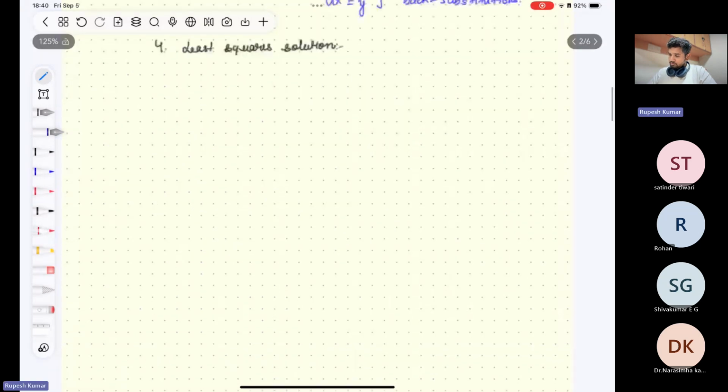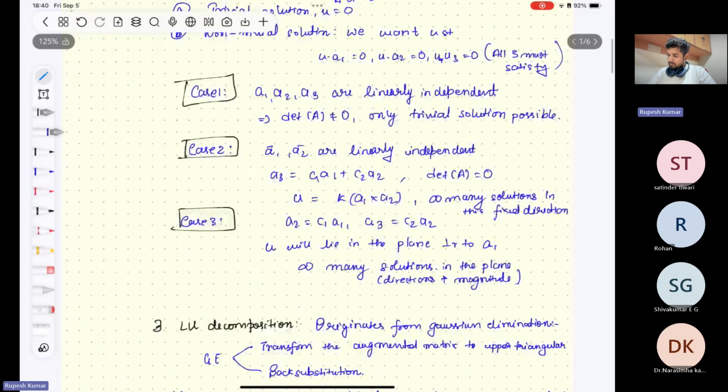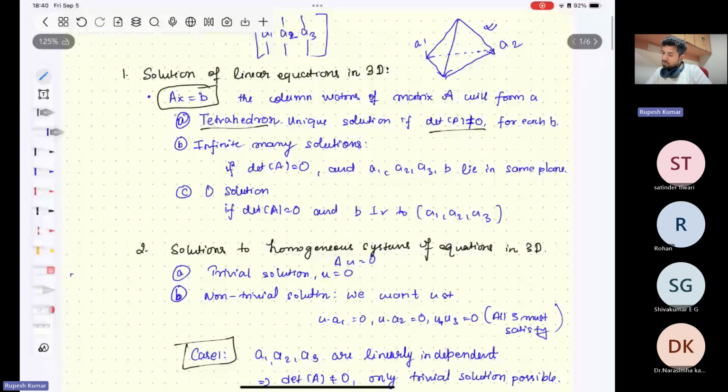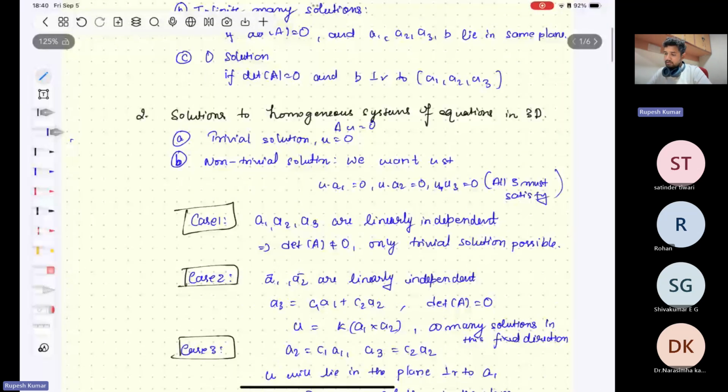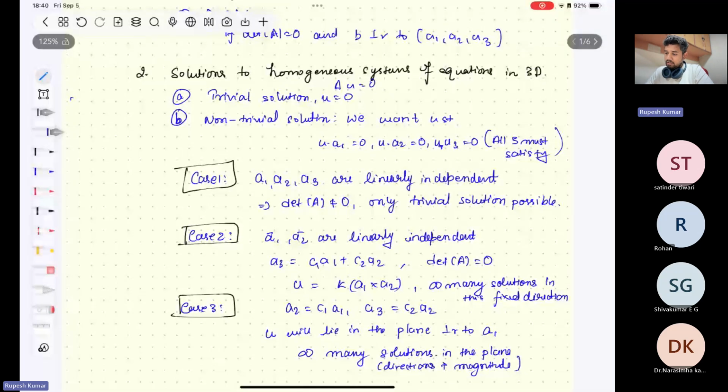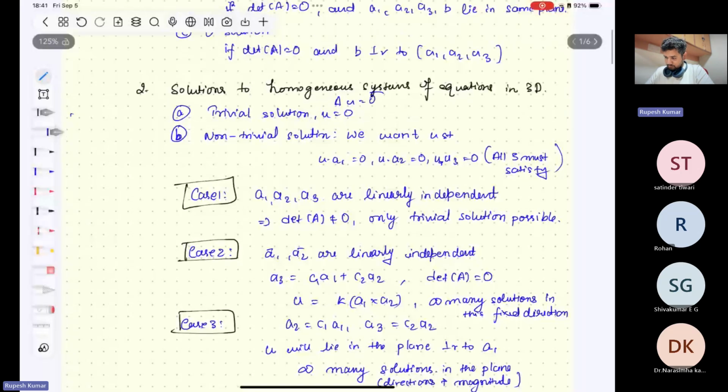Right. So yeah, this was it. The second thing that you saw is solution to homogeneous system of equations. So basically that says AU equals 0 such that U is not equal to 0. So basically there are two cases when you try to solve these kinds of equations.